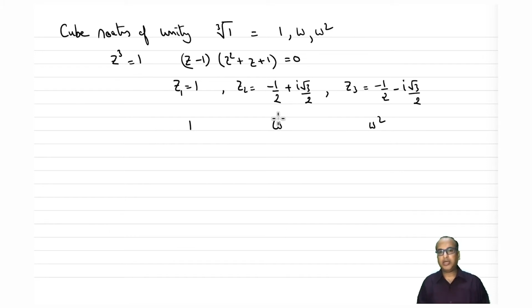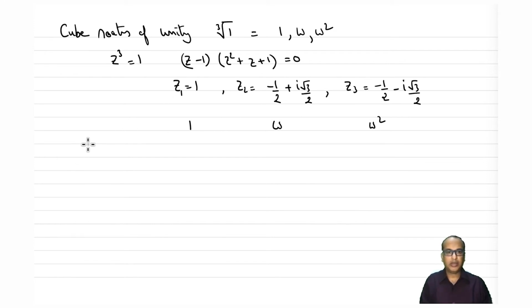As it turns out, if you square this and expand it, if you square z2, you will get z3, or if you square z3, you will get z2. So if you call one of them omega, the other one becomes omega square. It doesn't matter which one you call omega and which one you call omega square. Both are related by square relation. You can test it yourselves. This is 10th class mathematics, which I'm not going to discuss.